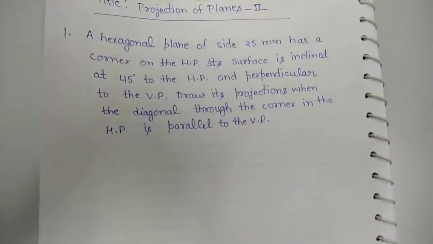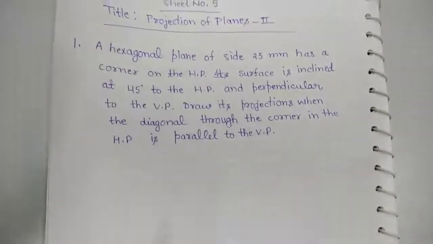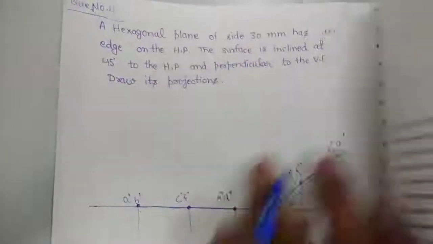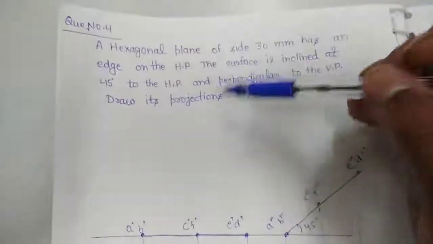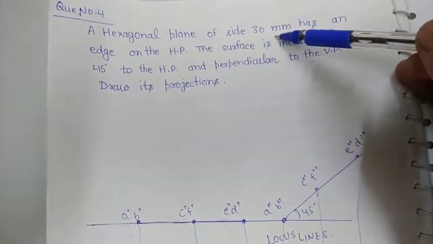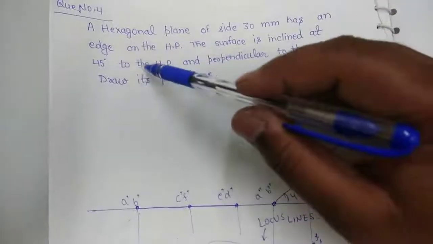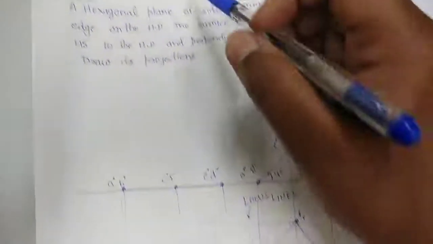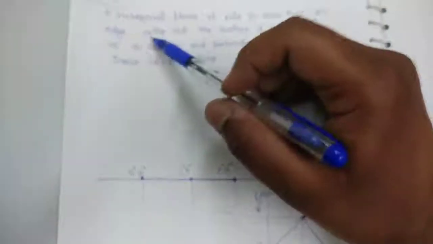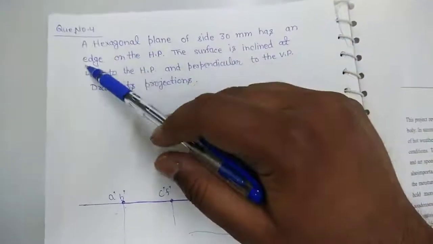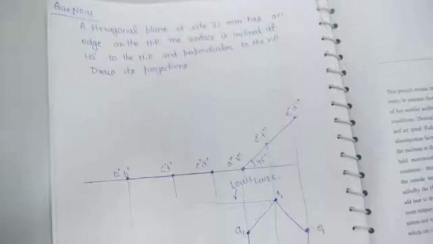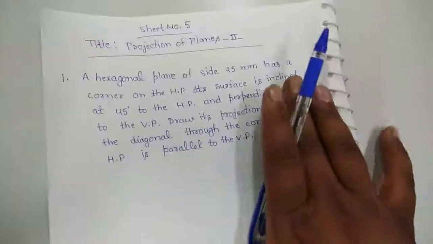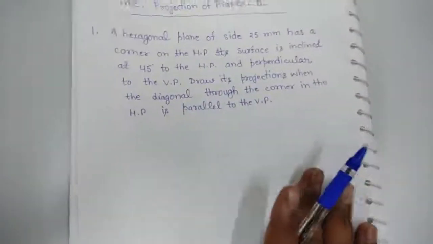In the last question we have seen that a hexagonal plane of some side had the edge on the HP, but in this question the edge is not on the HP. The corner is on the HP. So this is the basic difference between the last question and this question. So how we are going to do this question, we will see.